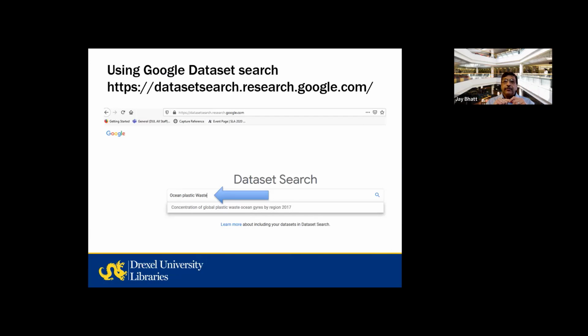So I showed you an example of advanced Google search. Now I'm introducing you to an additional dataset search that Google has come up with, called Google Dataset Search. This is the URL where you can search for data. Again, we are focusing on ocean plastic waste as an example. I just typed my keywords and that pulled up concentration of global plastic waste ocean by region 2017. Those keywords are automatically generated, but if you don't want to use them, just use ocean plastic waste and click on search.